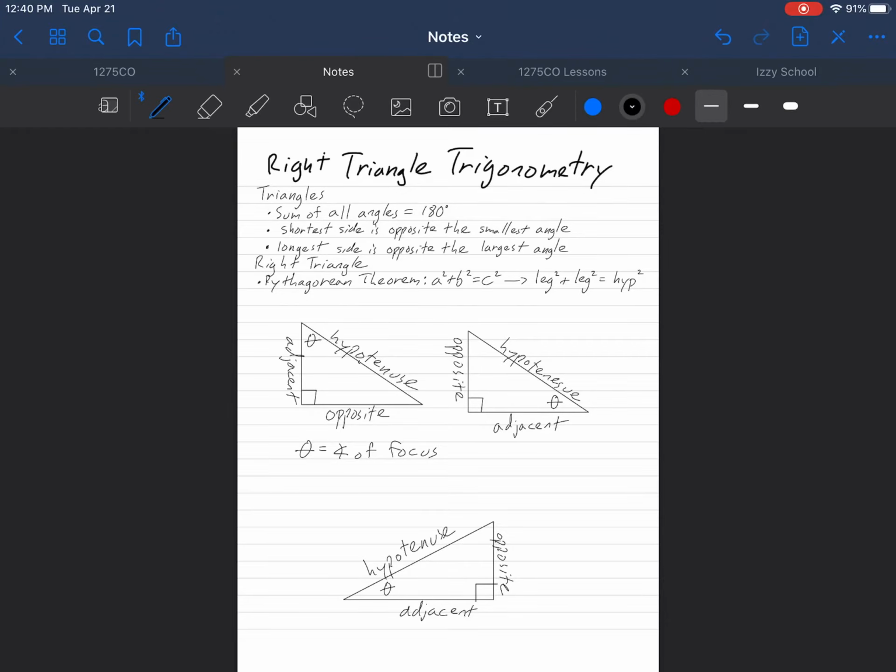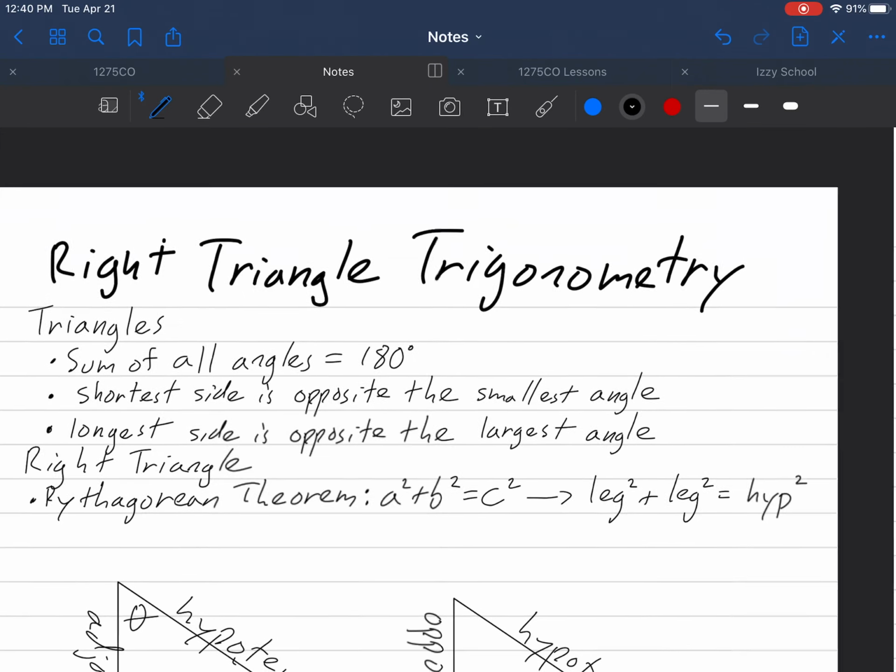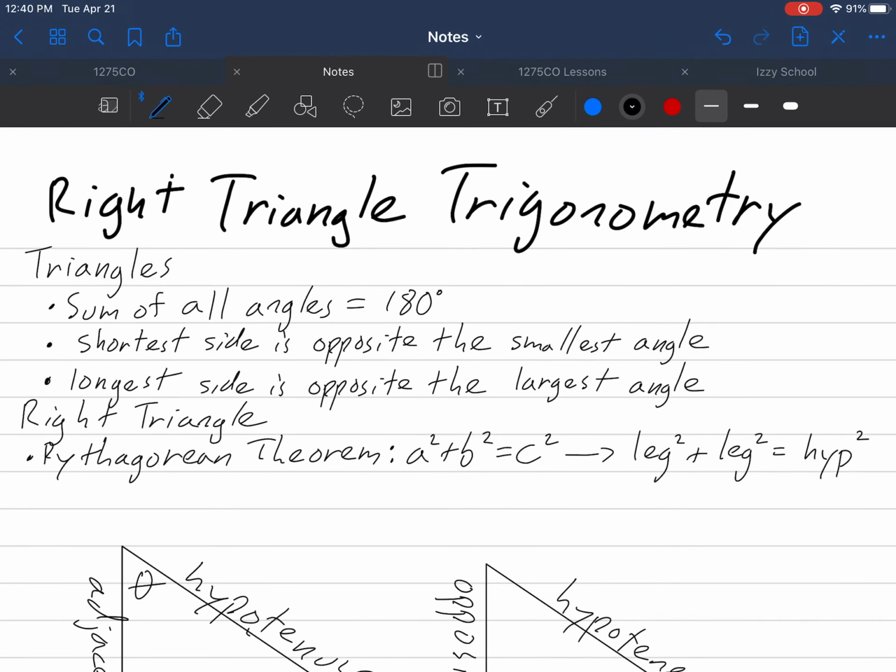Hello all, talking about right triangle trigonometry today. Just some general knowledge on regular triangles. Number one here, the sum of all the angles in a triangle equals 180 degrees.